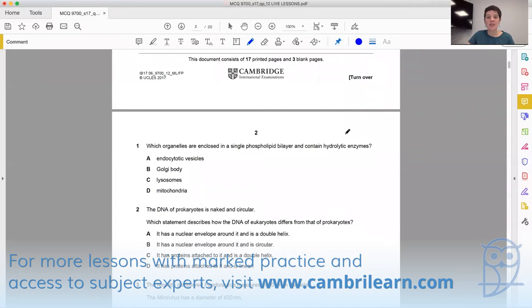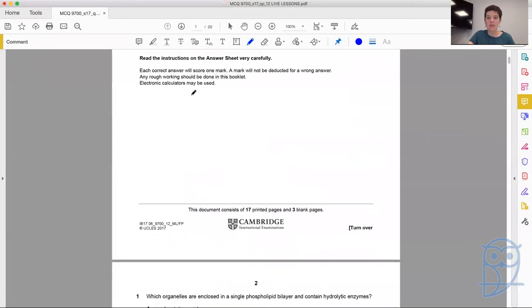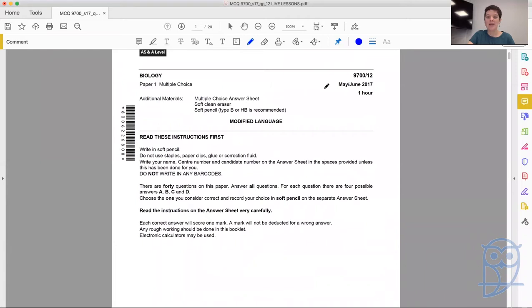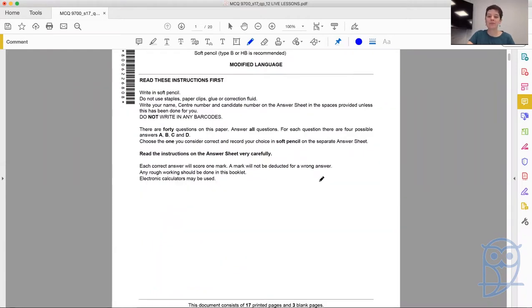So today we are starting working through paper 12, paper 1 version 2 from 2017. Specifically, it is the May-June 2017 paper.